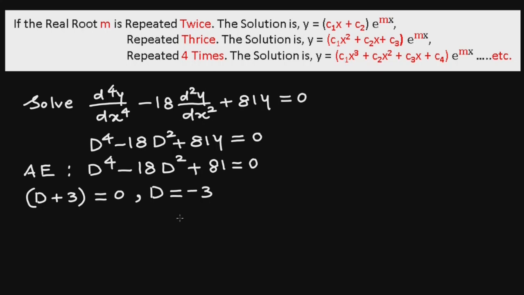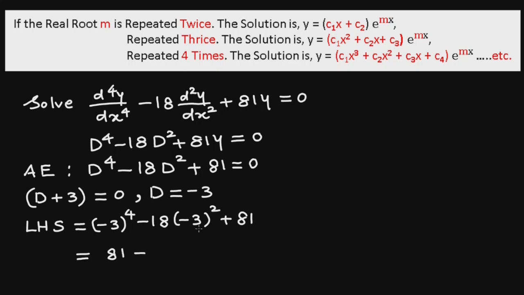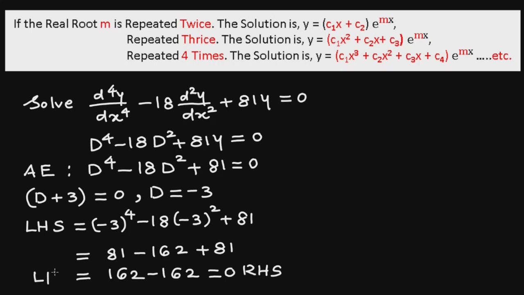Substituting minus 3 in place of D, the left hand side of the auxiliary equation will be minus 3 raised to 4 minus 18 into minus 3 square plus 81. It is 81 minus 18 into 9, minus 162. 162 minus 162 is 0, which is the RHS. Since the left hand side equals the right hand side, minus 3 is a root of the auxiliary equation, and hence D plus 3 is a factor of the auxiliary equation.